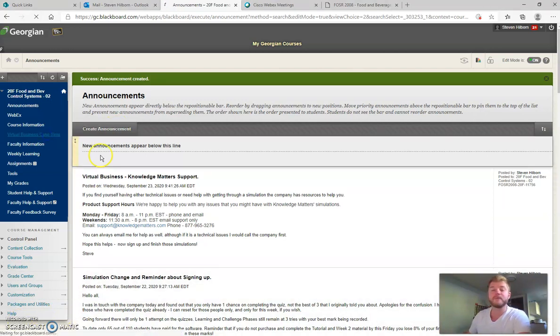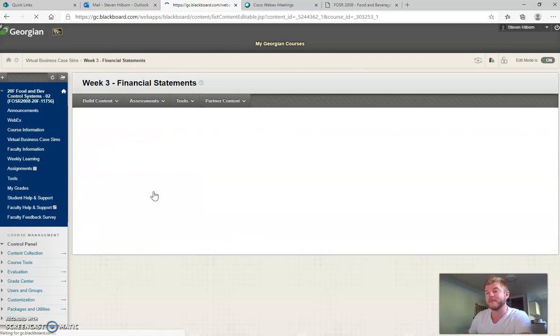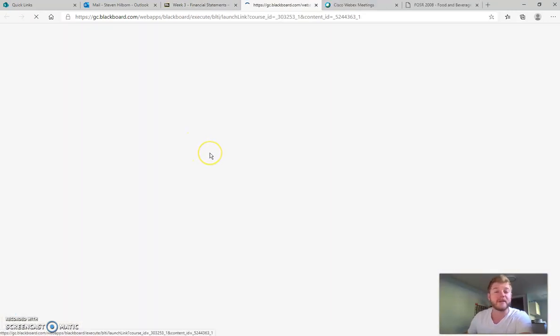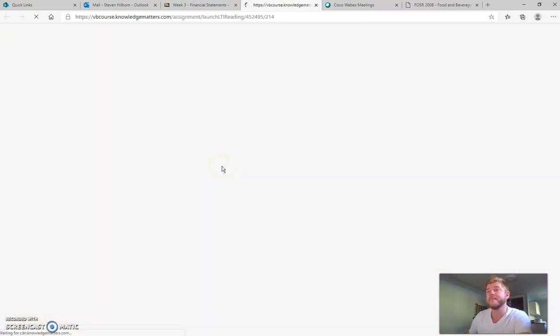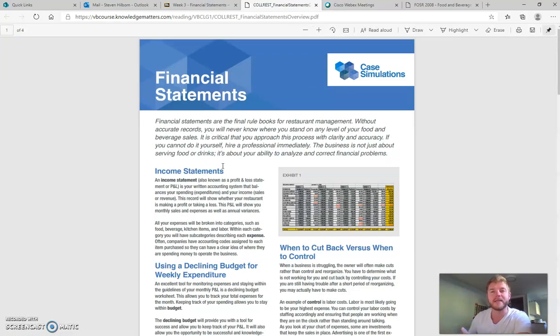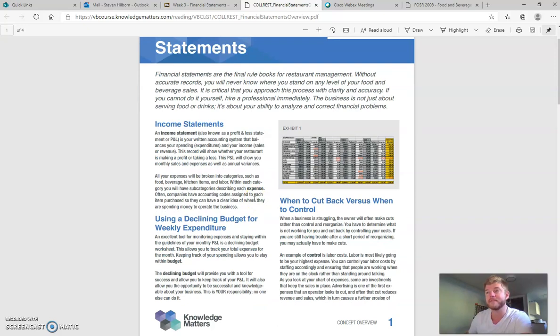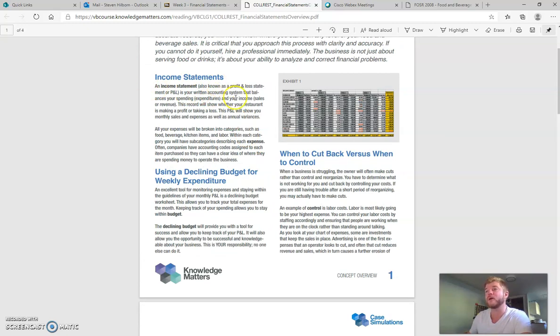So you will be going to your virtual business case sim and in week 3 for financial statements. First we'll be looking at the concept overview. Again, this should be about a 3 or 4 page document, and it will give you an idea of what financial statements are and how they relate to an actual restaurant. Some of this should be a reminder of what we're looking at in some of your accounting classes, and I hope as well in front office and other courses like that, you would have looked at a few of these as well. I won't go through all of this.